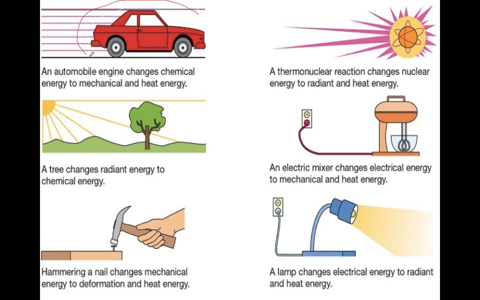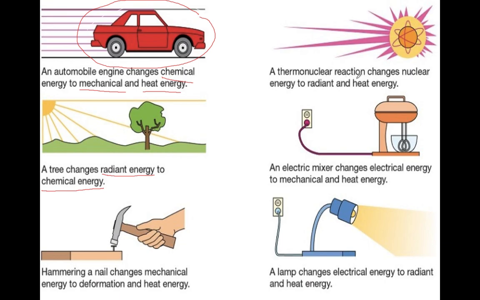So an automobile converts chemical energy into mechanical energy and heat. We're going to talk about this a little bit later, but a tree changes radiant energy into chemical energy during a process called photosynthesis. Hammering a nail changes mechanical energy, that's the movement of the hammer, into heat energy because the nail warms up when it goes into the wood.